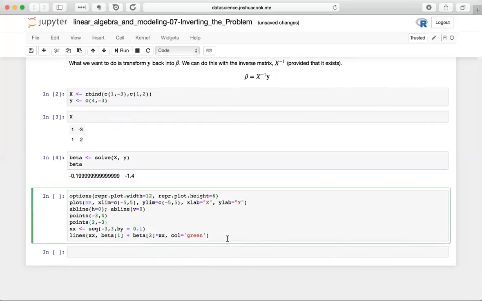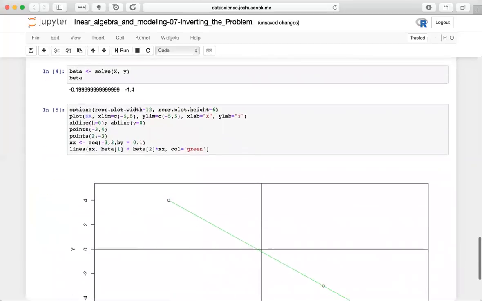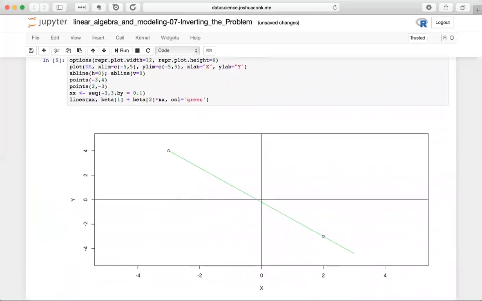And let's plot them. Now, this is a little bit tricky how I'm doing the plot. I'm making a line here, which is going to be XX. This goes back to the very first lesson, where we were doing linear combinations to make new vectors. We're going to do beta 1 plus beta 2 times XX. And there's that line.